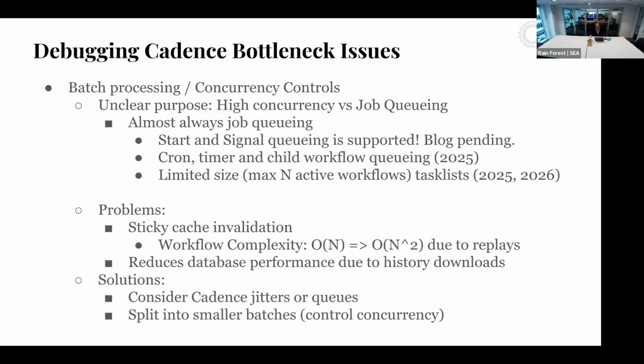Because from the Cadence point of view, when you start a million workflows, Cadence doesn't know if you want to make an equal amount of progress in all of those workflows versus if you want to queue those and finish all of those workflows within a certain amount of time. So I would say, based on my experience, 99% of the time, it is the second part. You schedule a million workflows, you want to finish them in, let's say, 2 hours, 5 hours. The order doesn't matter, start time doesn't matter. That's why we are building job queuing.